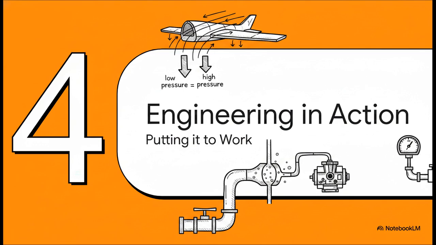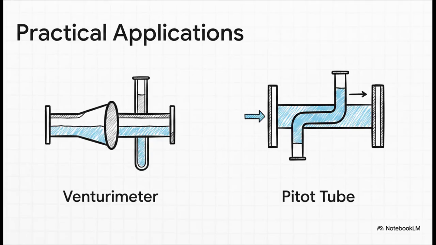Now, this whole inverse relationship between pressure and speed, it's not just some neat party trick for physics class. It is incredibly useful, and engineers rely on it every single day. Let's check out how. So Bernoulli's equation is the backbone for a ton of practical devices. We're going to zoom in on 2 of the most important ones used for measuring how fluids are flowing, the Venturimeter and the Pitot tube.